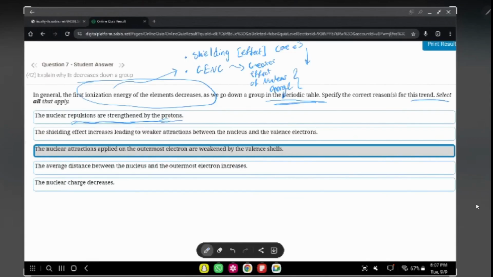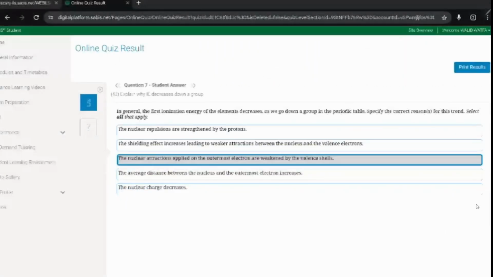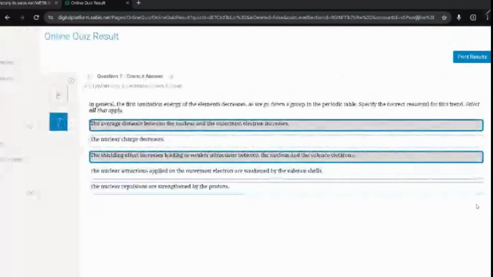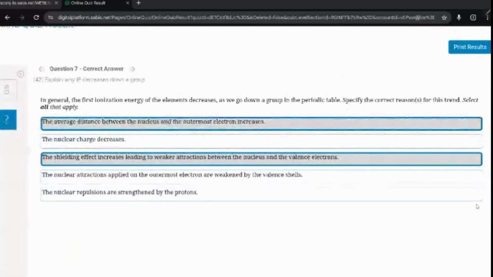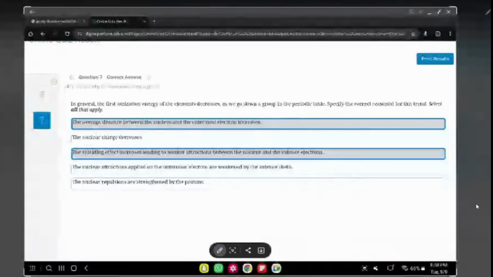The nuclear repulsions are strengthened by the protons. Is that true? Does the nucleus repel? Do you ever see nuclear repulsions? Is that true? No. The shielding effect increases, leading to weaker attractions between the nucleus and the valence electrons. Now this is true. I don't know why it's marked wrong. It's true, I had this selected. Okay, my fault, sorry. So the shielding effect increases, we said it's correct. This one we said it was wrong.